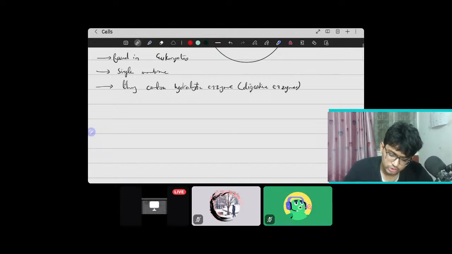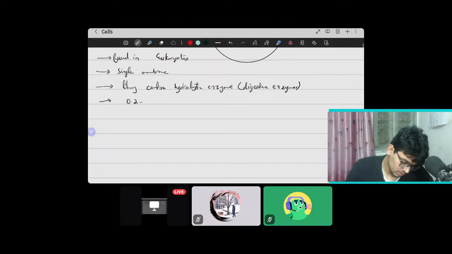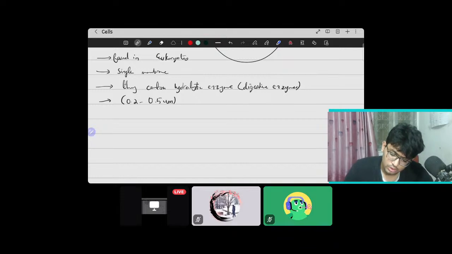Usually, there's the diameter of it. The diameter of the lysosome is between 0.2 to 0.5 micrometers, but you can say preferably 0.5 micrometers. All lysosomes are vesicles, but not all vesicles are lysosomes. This is a technical thing. Every vesicle cannot be called a lysosome.